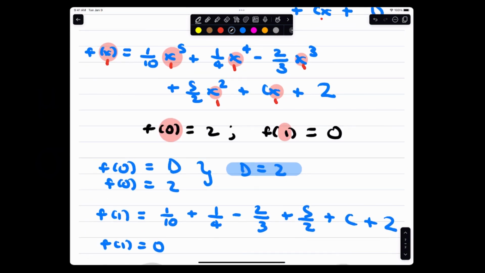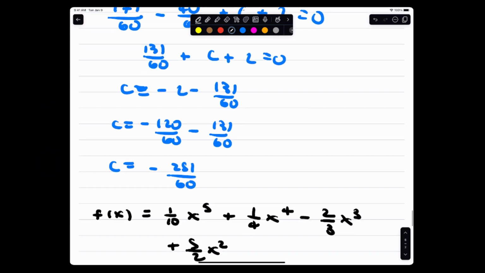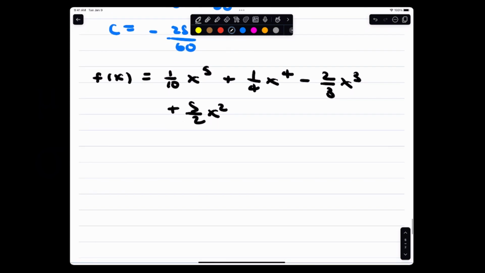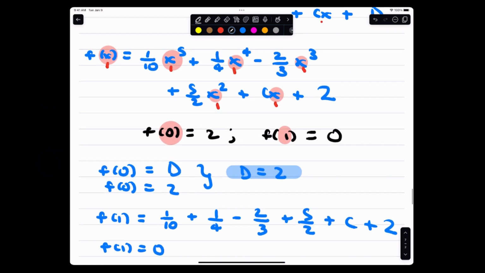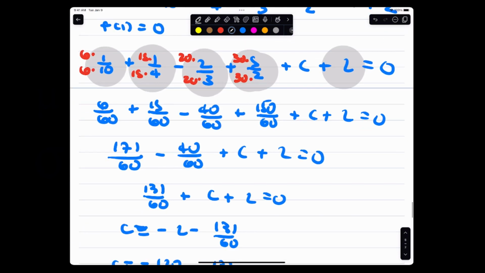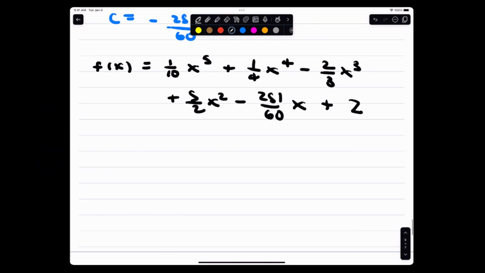Do we just get C? I think so. That's C, I think, right? Minus 251 over 60x. And I believe that was plus 2. Is that right? Yes, plus 2. We got C. So, ladies and gentlemen, here you go. Here's your solution.